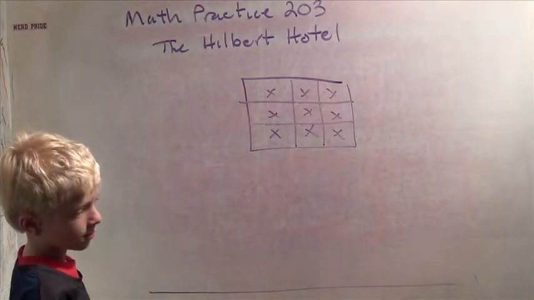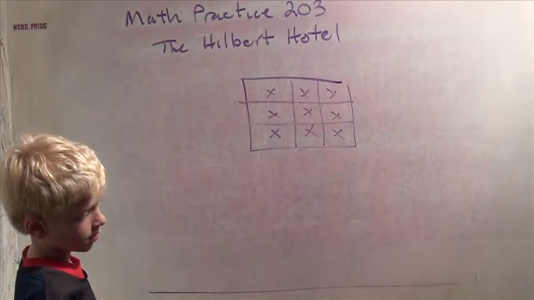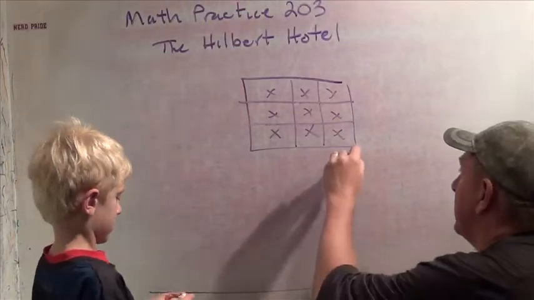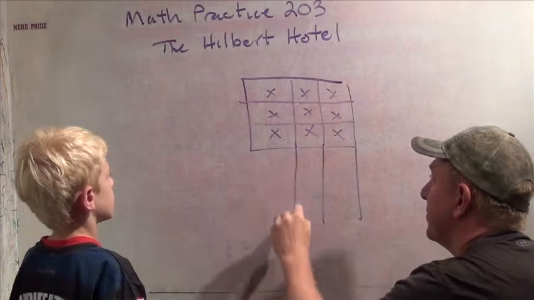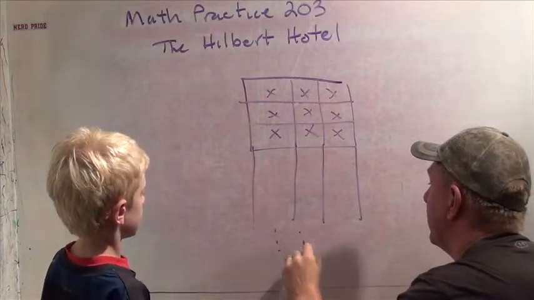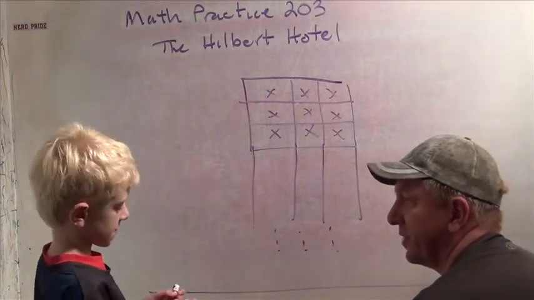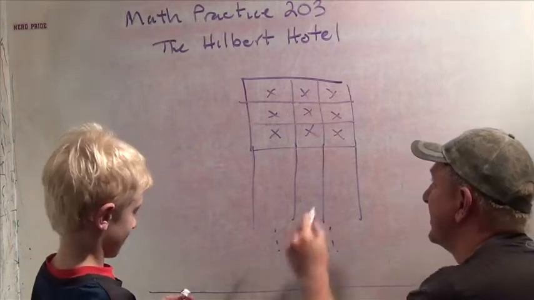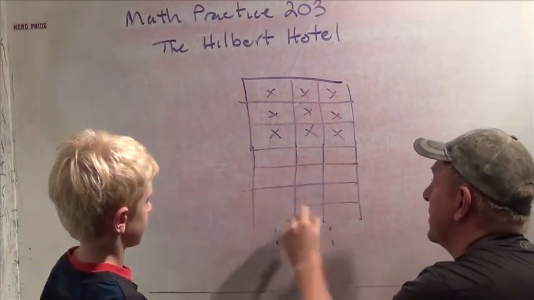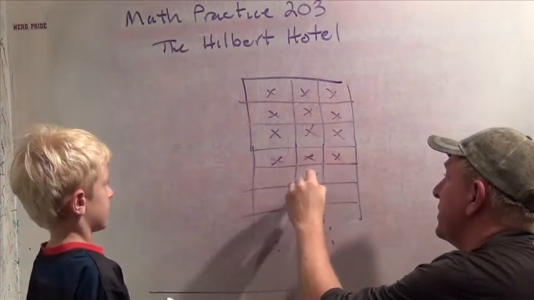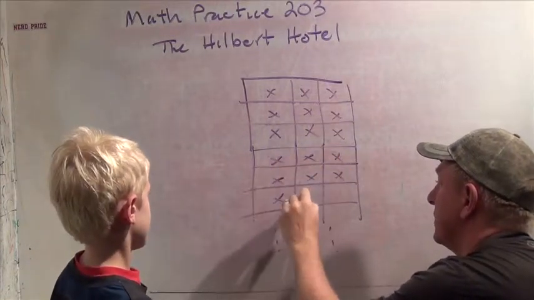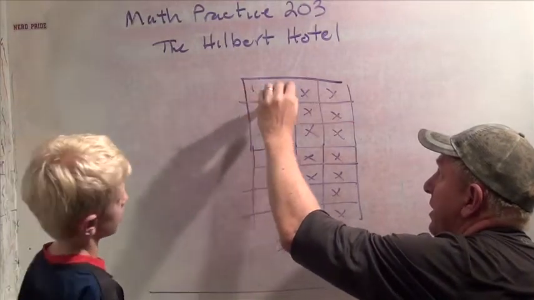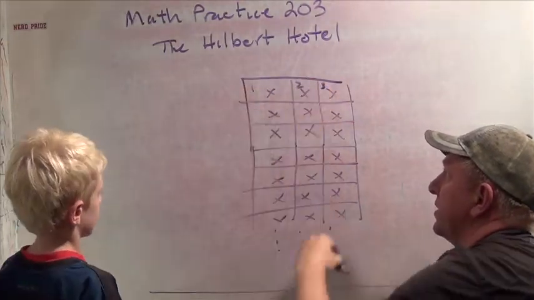Okay, but infinity is a little bit different. Suppose instead of 9 rooms at the hotel, there were infinitely many rooms. And let's just pretend this goes down forever. I won't draw it all the way to infinity, okay? You know why? Because you can't draw it all the way down. It would just take too long. But this is the Hilbert Hotel. And so here's room number 1, room number 2, room number 3, etc.